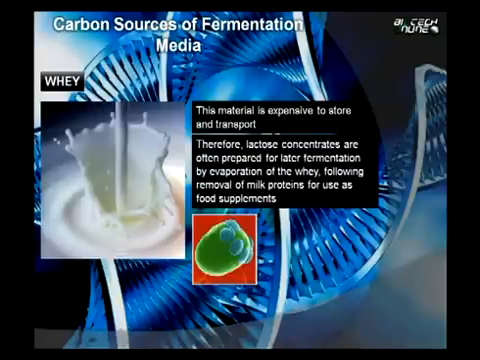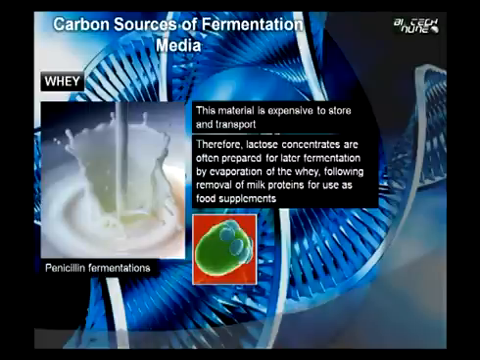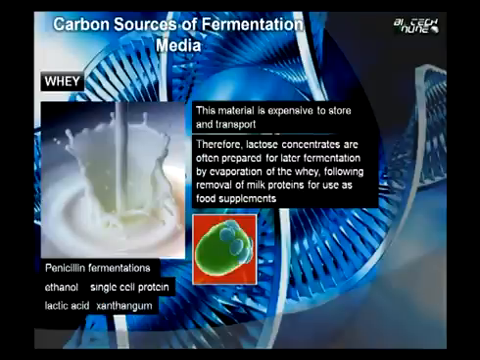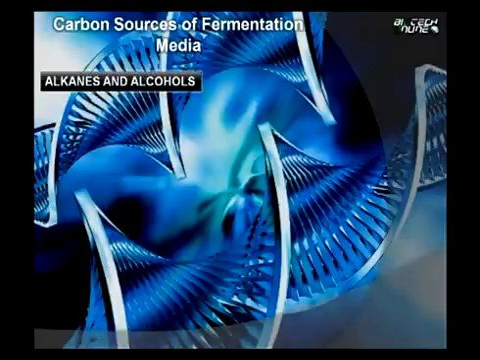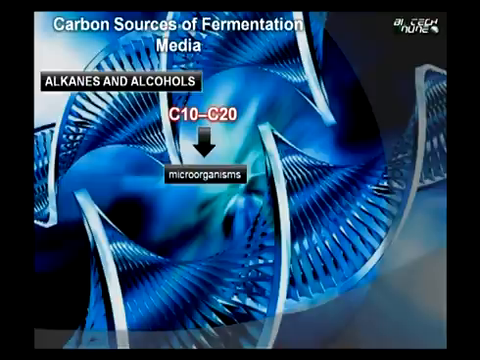This disaccharide was formerly used extensively in penicillin fermentations, and it is still employed for producing ethanol, single-cell protein, lactic acid, xanthan gum, vitamin B12 and gibberellic acid. Alkanes and alcohols. N-alkanes, of chain length C10-C20 are readily metabolized by certain microorganisms. Mixtures, rather than a single compound, are usually most suitable for microbial fermentations.